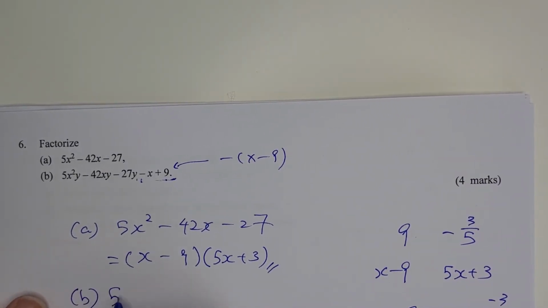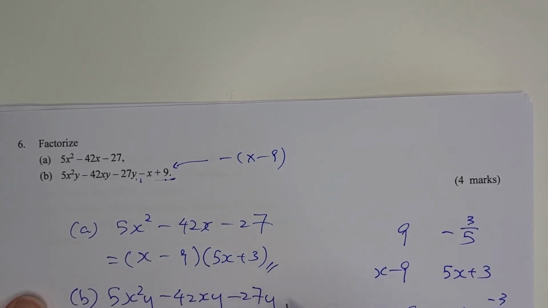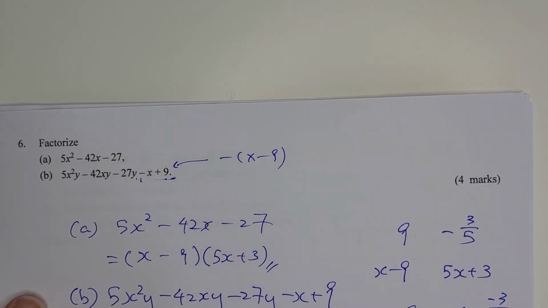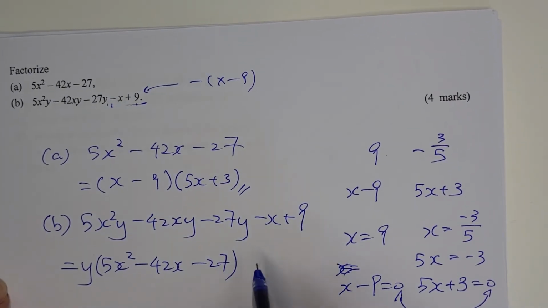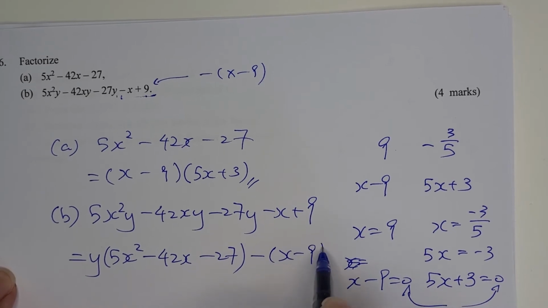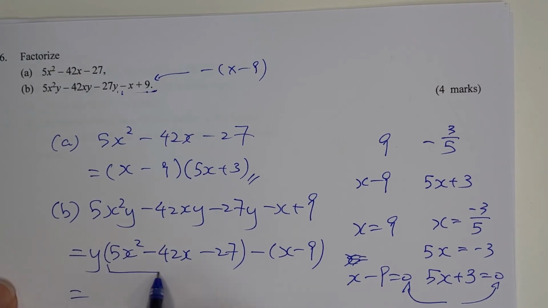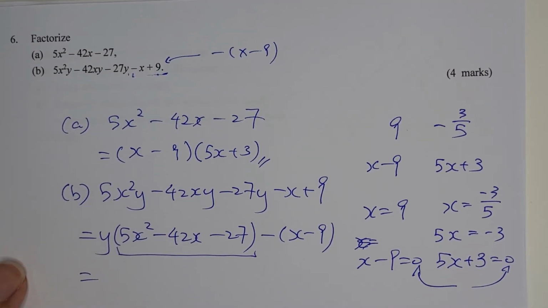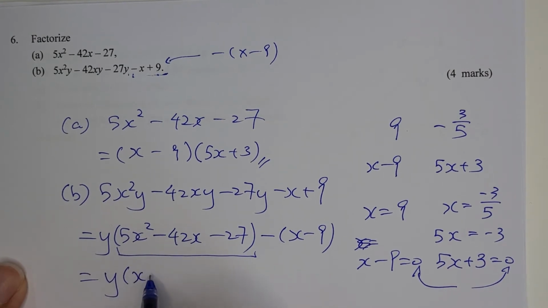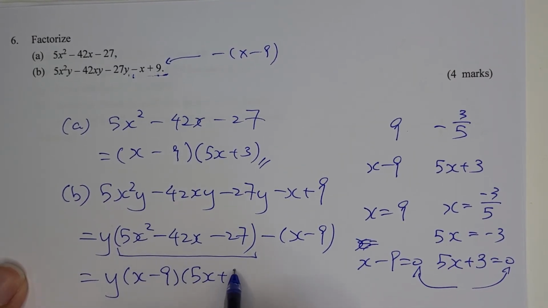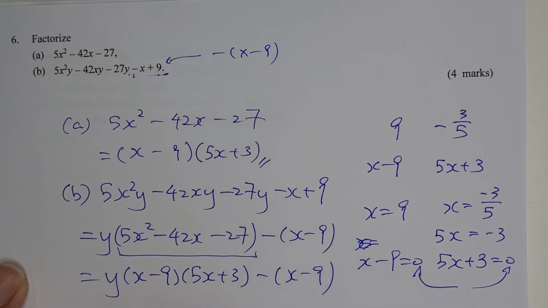In part B, 5x squared y minus 42xy minus 27y minus x plus 9. For the first three terms, you can take out common factor y, and that becomes 5x squared minus 42x minus 27. And the last two terms, that is negative bracket x minus 9. Okay, you can write in this term. Next, you can see that these three terms can be factorized by using part A. So y bracket x minus 9 times 5x plus 3 minus bracket x minus 9.